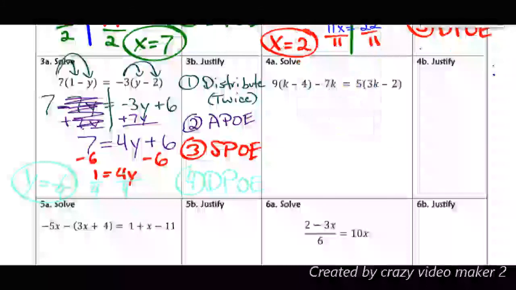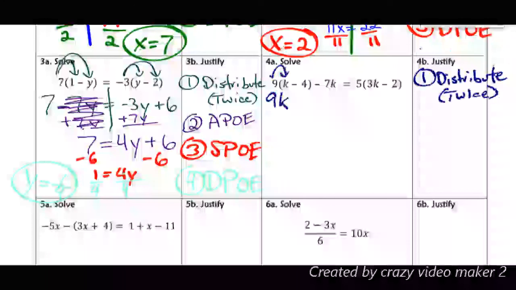On number 4, my first step is going to be to distribute. I see that I can distribute on both sides. I'm going to do that, and I'm going to do it twice. I'm going to do it on both sides. That gives me 9k. And 9 times negative 4 is negative 36. The minus 7k stays there. And now I distribute on the right side. Gives me 15k minus 10. 5 times 3 and 5 times negative 2.